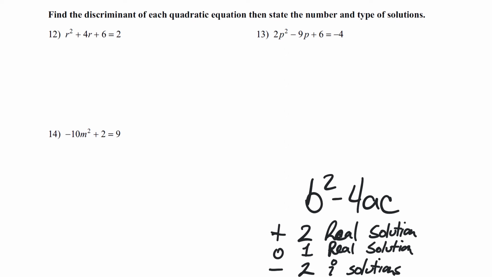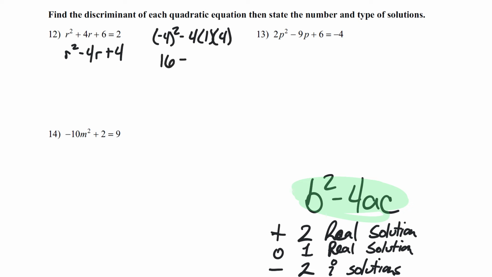So in order to use this, what we have to do is have it in standard form, which we can see that number 12 is clearly not in standard form. The 2 should be on the other side. So when I subtract the 2 over to join, I end up with 4r plus 4. So I'm going to just put this into the discriminant. Discriminant is b squared minus 4 times a times c. So my discriminant ends up being 16 minus 16 for a total of 0.